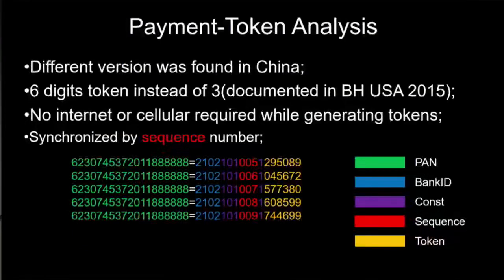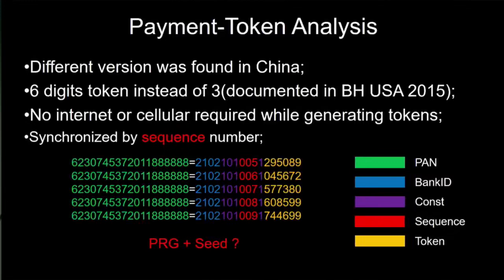In the China version, I found a different implementation of the token. When we were doing the research, we found Samsung Pay didn't use any internet access or cellular to generate the token, so the most possible way they are synchronized is by sequence number. This is the sequence number, and you see that each time it is increased by 1. This behavior inspires us: is the algorithm for generating the token some random generator with a seed, so they can synchronize with just a sequence number?